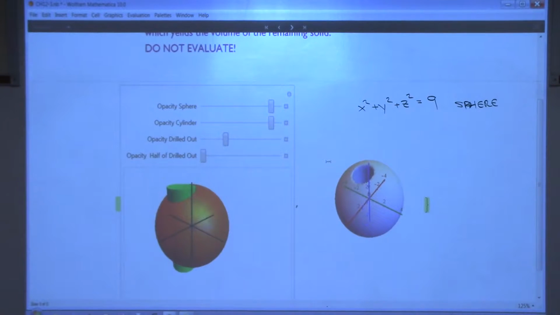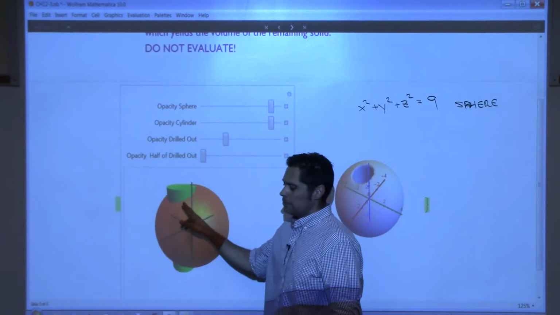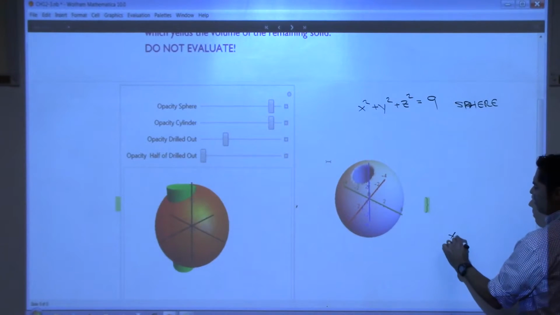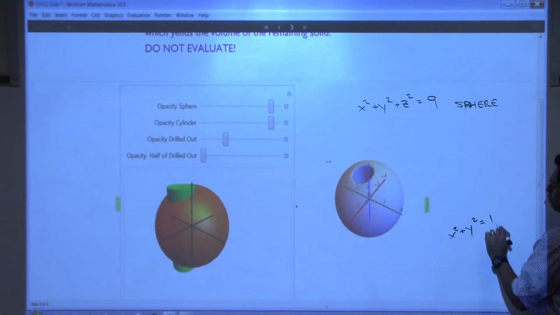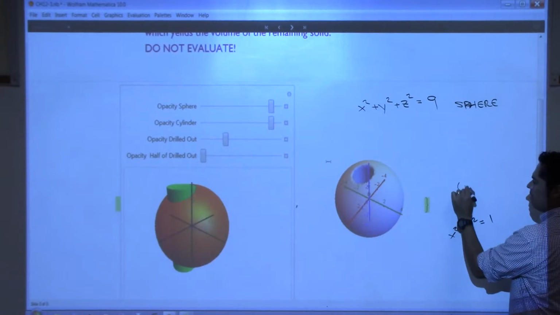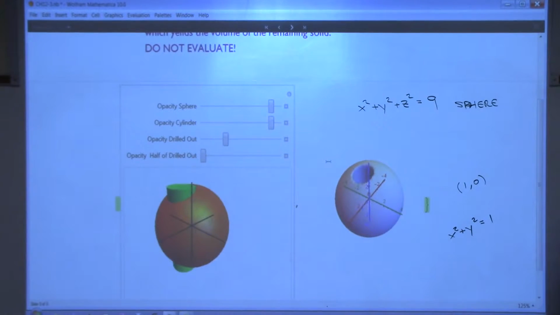All right. Cylinder, you want the equation of the cylinder? What is the equation of this cylinder? X squared plus y squared equals 1 would be a cylinder, but that would go through the origin, wouldn't it? Wouldn't that be right up through the center? I don't want it there. Where do I want the center of that thing to be? The center of it should be at 1, 0, shouldn't it?